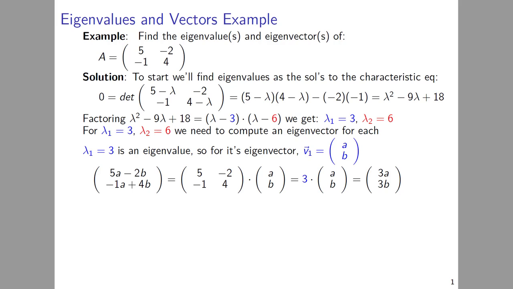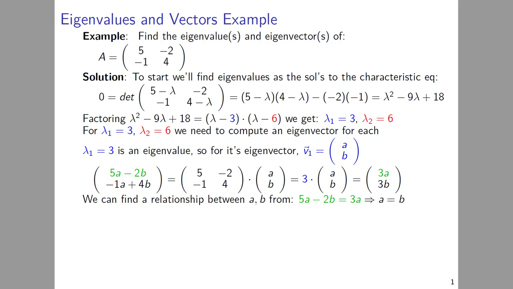Since these vectors are equal, the top entries must be equal. That is, 5a minus 2b has to be equal to 3a. And using this, we get a relationship between a and b. From 5a minus 2b equals 3a, we can subtract 5a from both sides and divide by -2 to get that a must be equal to b.